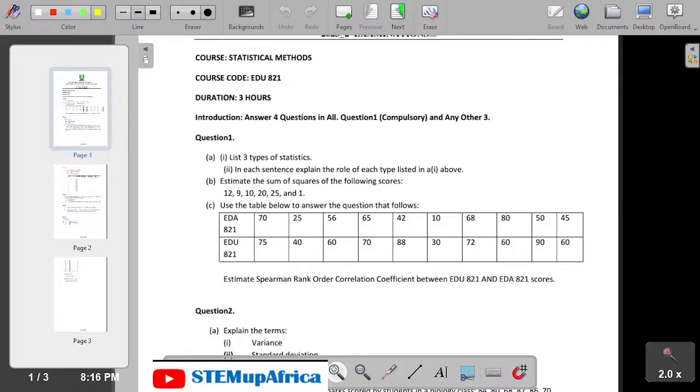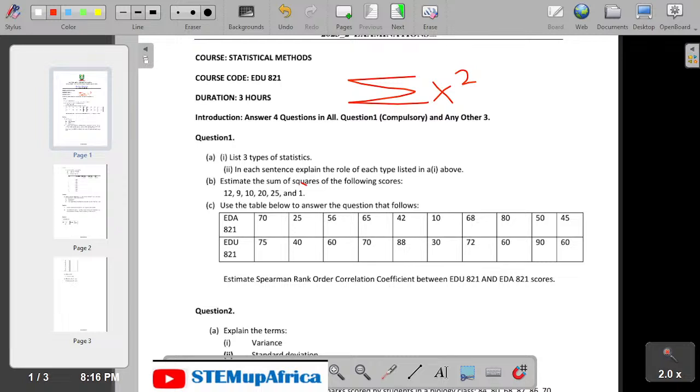So let's start with question 1B. It says estimate the sum of squares of the following: 12, 9, 10, 20, 25 and 1. What we are going to do is square each of the numbers. Sum of squares simply means summation x squared. We have 6 numbers, so I'm going to square each of them.